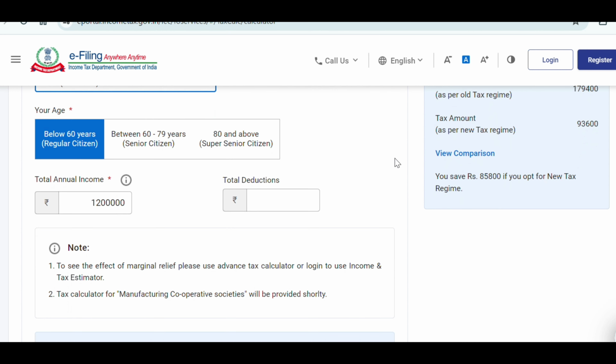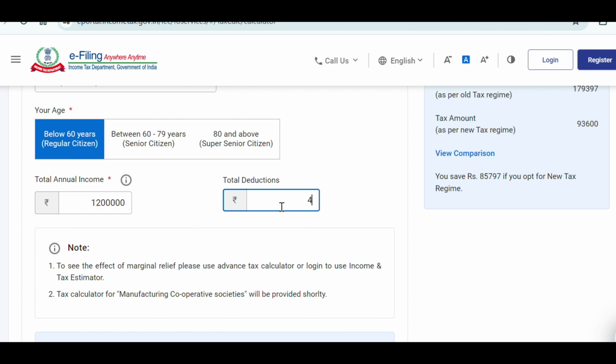I'm below 60 years of age, and I'll mention my annual income is 12 lakh rupees. Let's assume I have completed my 80C investments of 1.5 lakhs, and I'm investing 50,000 rupees in the National Pension Scheme, so that becomes 2 lakh rupees, and another 1 lakh rupees for interest on housing loan, that becomes 3 lakhs, another 1 lakh rupees for the HRA exemption.